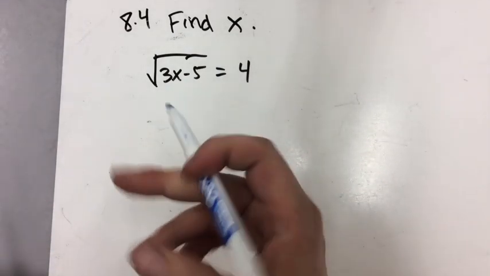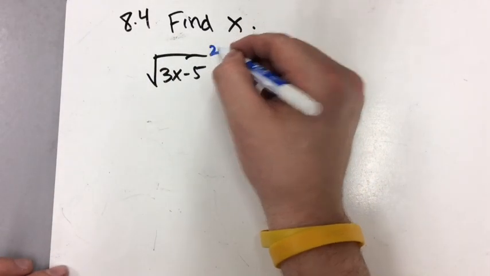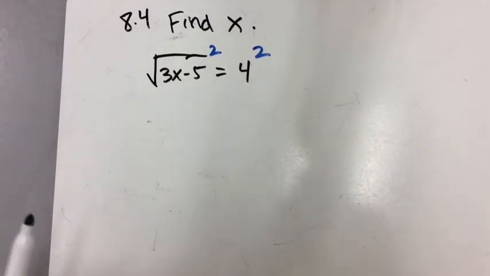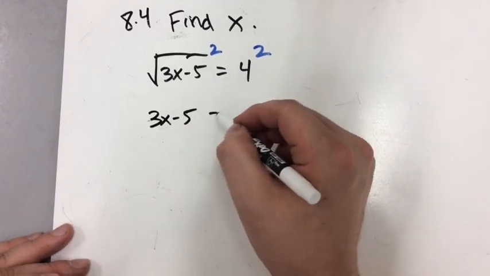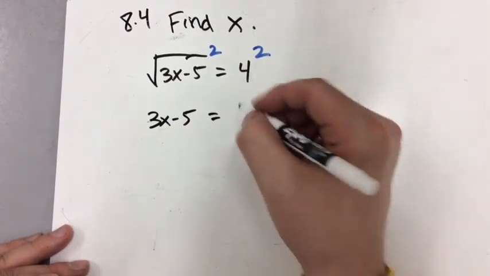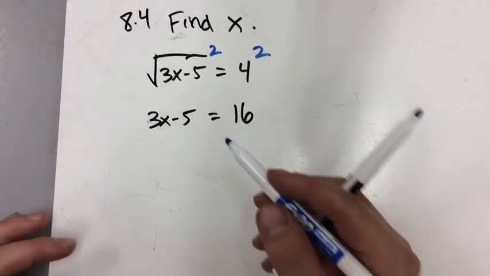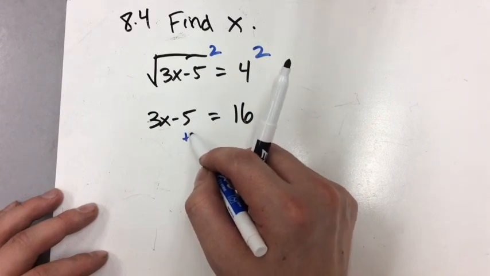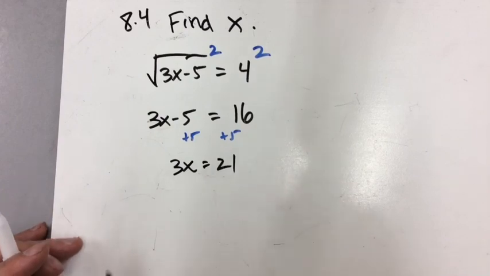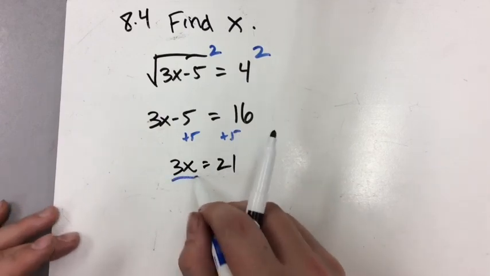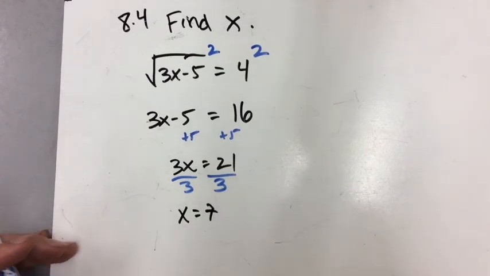So the next thing we want to do is get to our x. So we're going to get rid of this radical symbol. To do that, we are going to square both sides. On the left here, that's going to get rid of my radical. So I'll be left with 3x minus 5 equals, and when I square my 4 here, I'm going to get 16. Now, just classic solve for x. This is Algebra 1 stuff from here. So we're going to add 5 to both sides, which will give us 3x equals 21. And then we divide by 3 on both sides, which gives us that x equals 7.